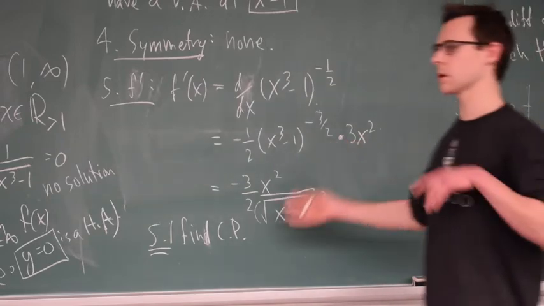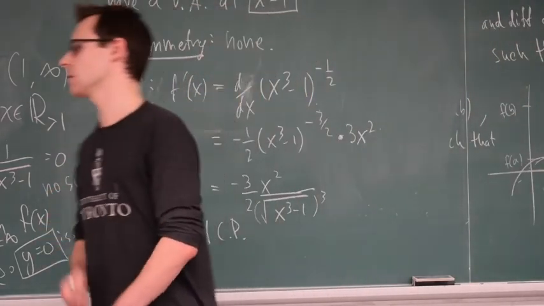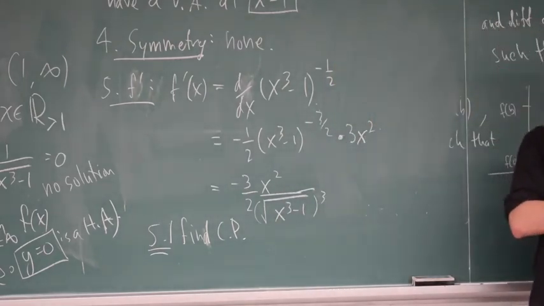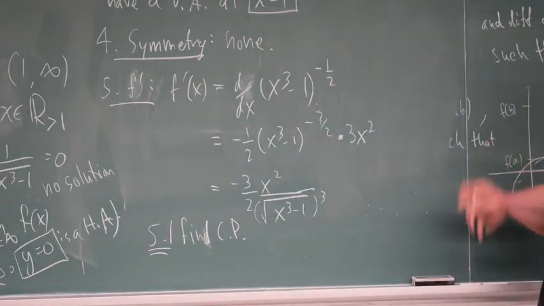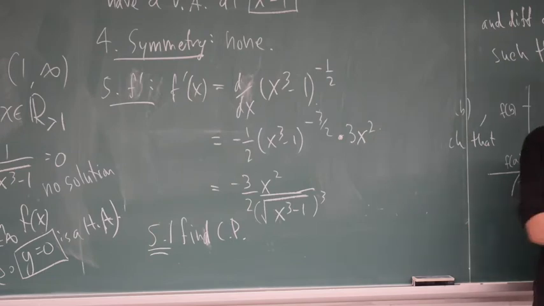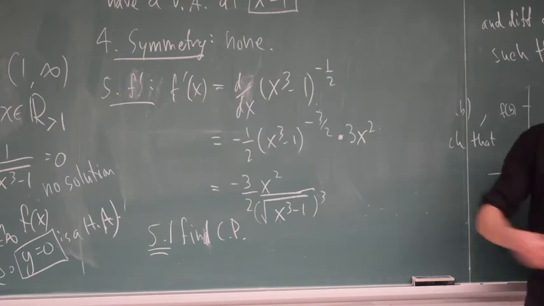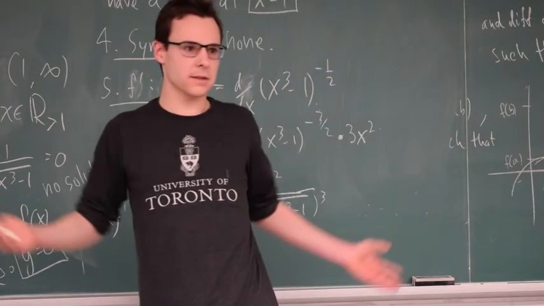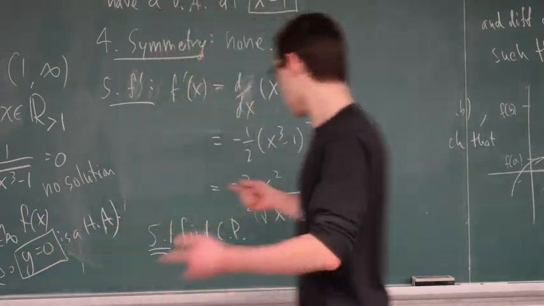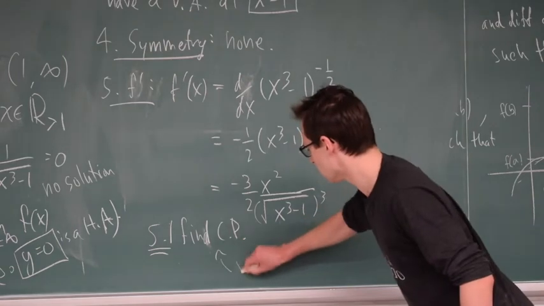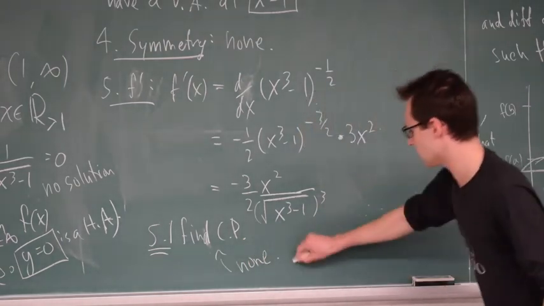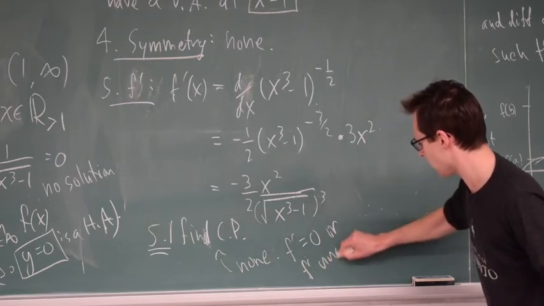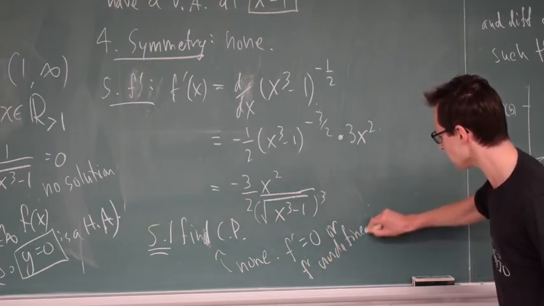When you're checking for critical points, you're checking where the derivative is 0 or where it's undefined, and where it's undefined, it only counts as a critical point if that point is in the domain, okay? If we already have a vertical asymptote there, that can't be a critical point because that's not even in the domain, all right? So in this case, we have none, okay? This is where f prime is equal to 0 or f prime undefined, okay?